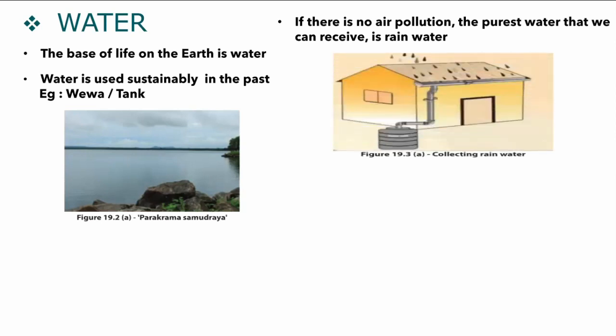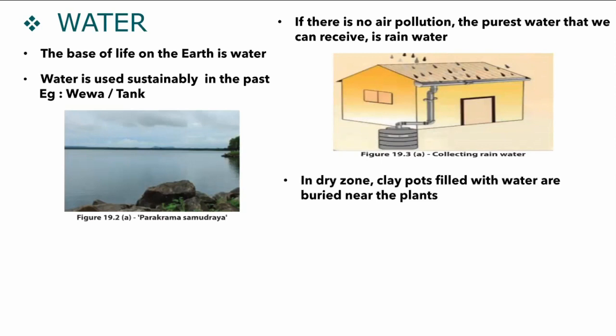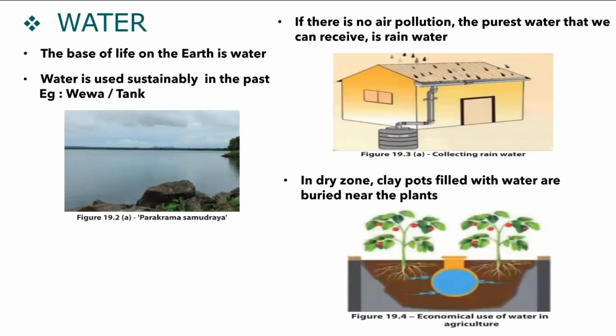But in countries like Sri Lanka and Maldives, rainwater collection at domestic level takes place and it is utilized for day-to-day activity. In dry zones, clay pots filled with water are buried near the plants. This brings economical advantage to agriculture, and also this is an excellent method of conserving water.